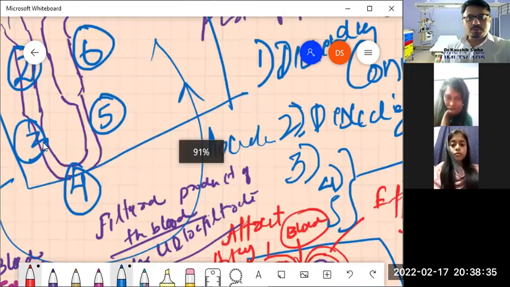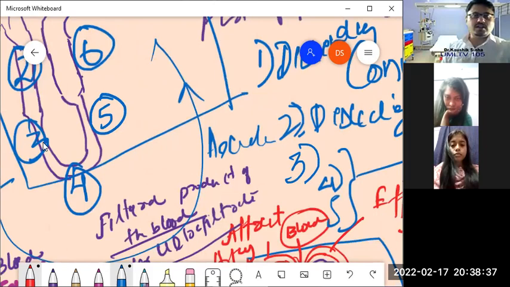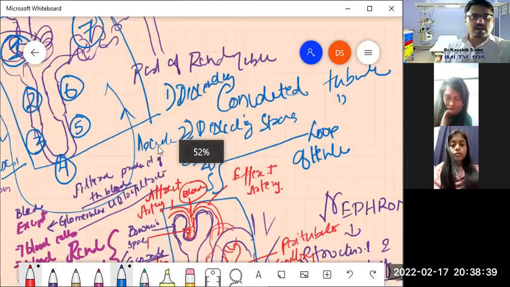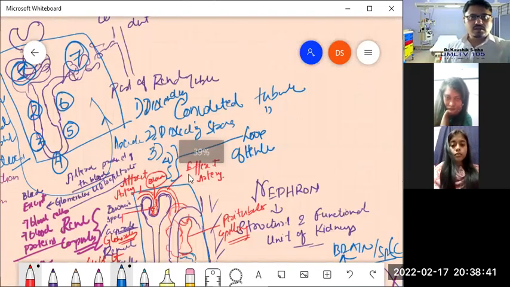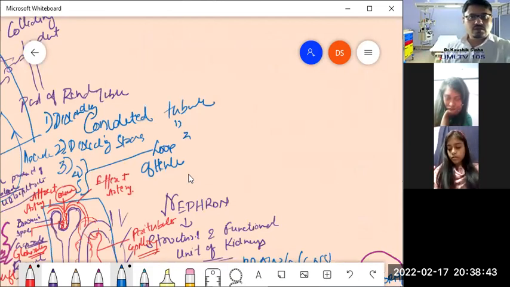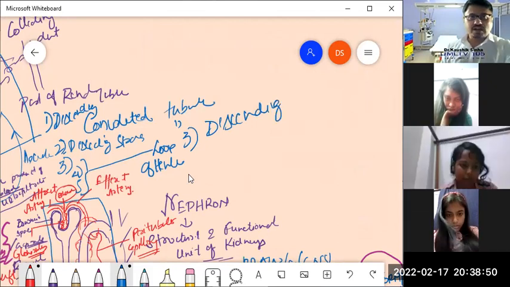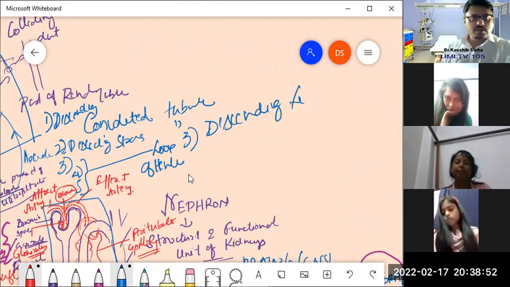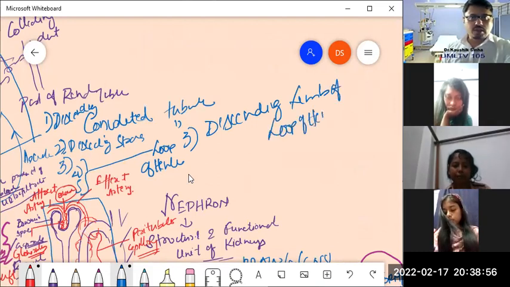The 3rd part again has this descending character. We will call number 3 the descending limb of loop of Henle.